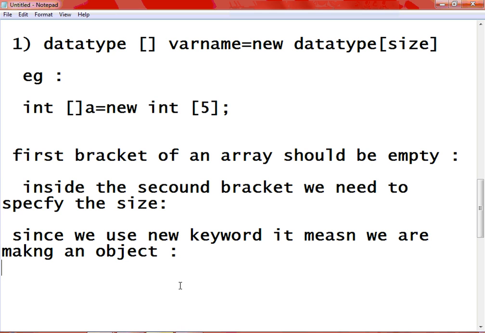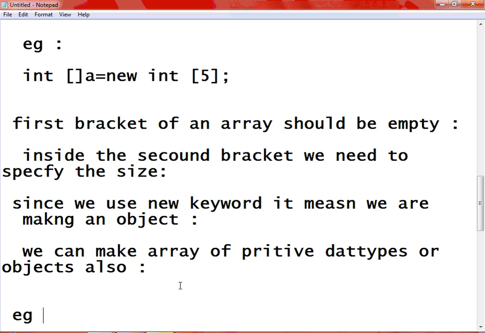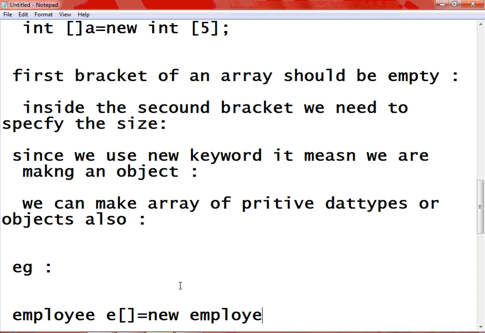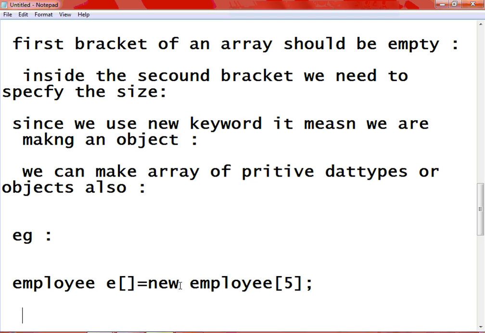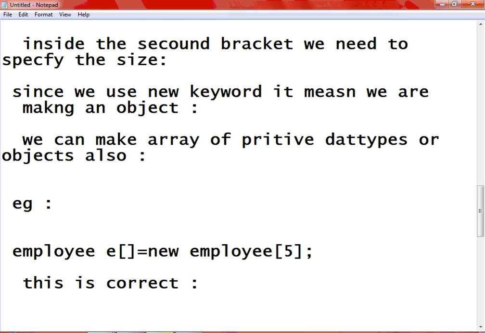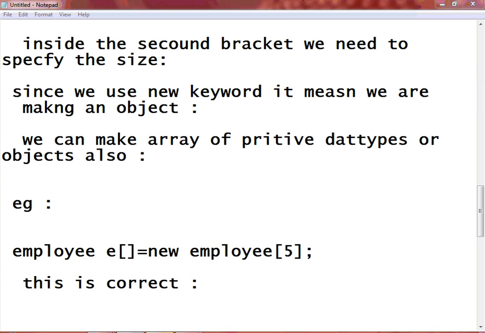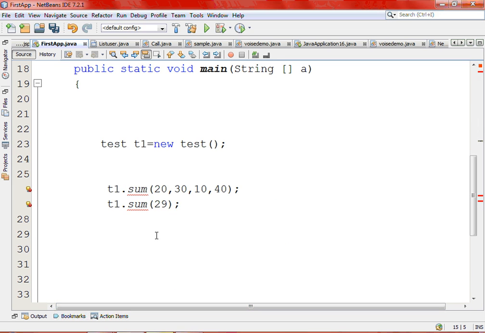Another important thing is that we can make an array of primitive data types as well as objects also, right? That is, if I want to write Employee e equal to new Employee of 5, this is also correct, right? Now basically, if you can just see here, one important thing, we will just make a small array here.